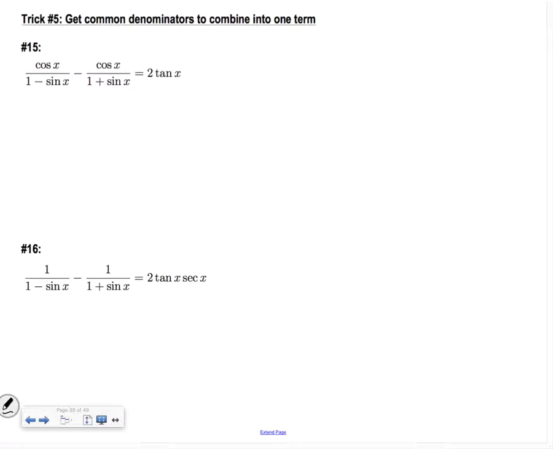And trick number 5, so it says get common denominators to combine into one term. Okay, so on this one I have 1 minus sine of x and I have 1 plus sine of x, so it kind of brings you back to the conjugate idea. So I'm going to multiply by 1 plus sine of x over 1 plus sine of x. And 1 minus sine of x over 1 minus sine of x. So when I do that, I'm going to leave my cosine of x out for just a second.